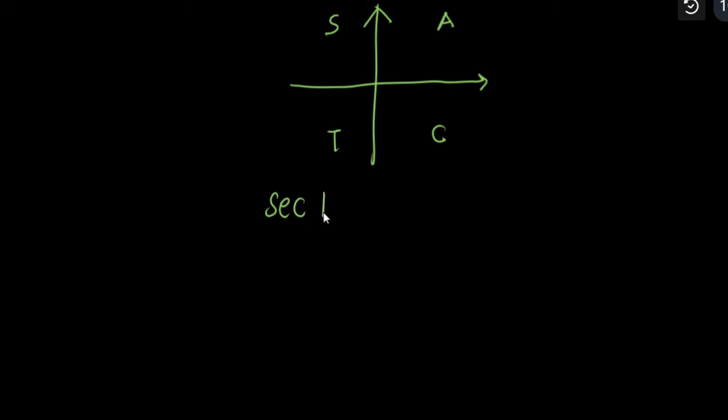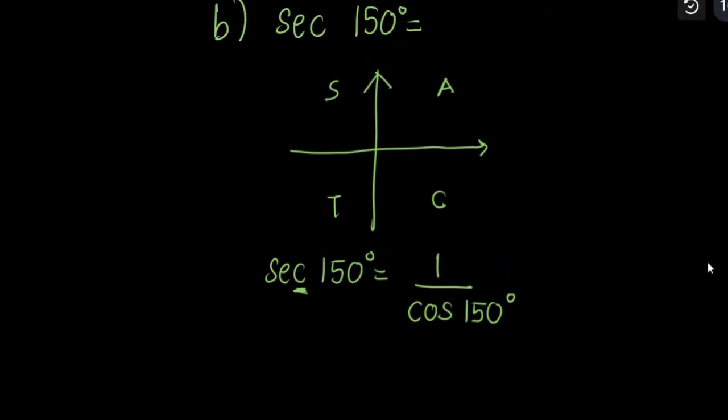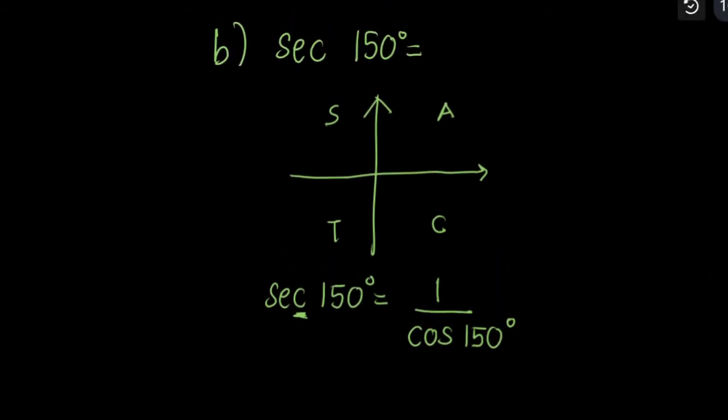This is secant 150, right? Secant, what is the third letter? Cos. So you change first like this: 1 over cos 150. Now you have cos, and cos is the one you draw. We draw the 150 first. So this is x, this is y. 150 means go all the way until here.